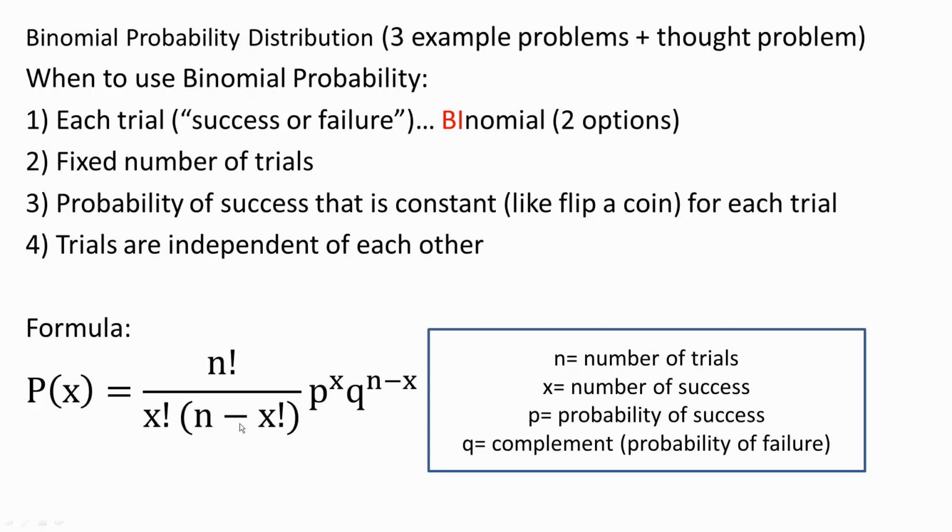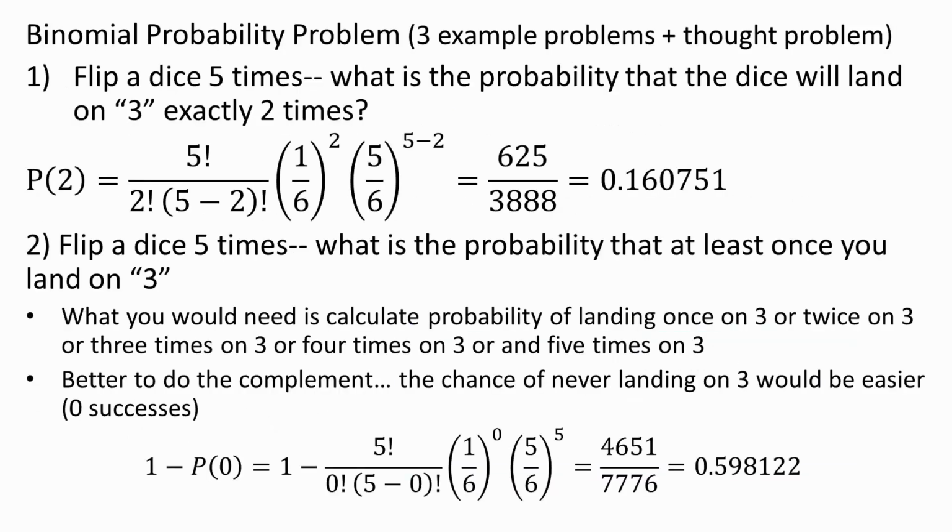And the formula for binomial probability distribution is as follows. If you want, I would suggest copying down this formula because we will solve 3 examples. Flip a dice 5 times. What is the probability that the dice will land on 3 exactly 2 times?